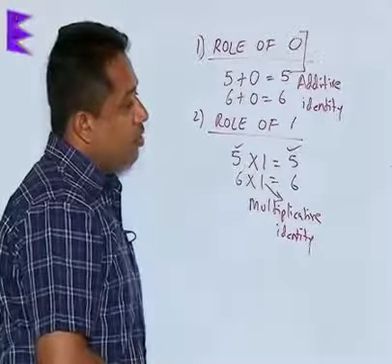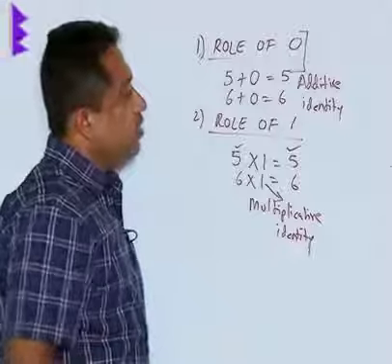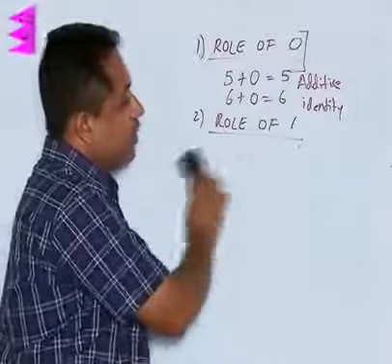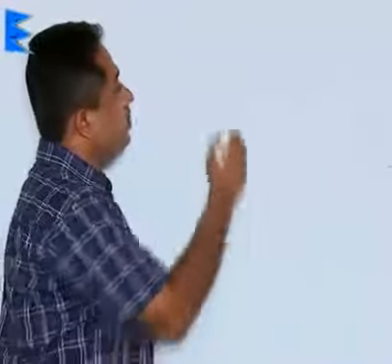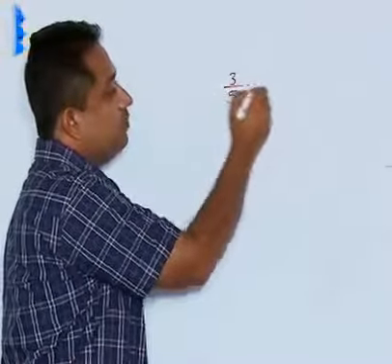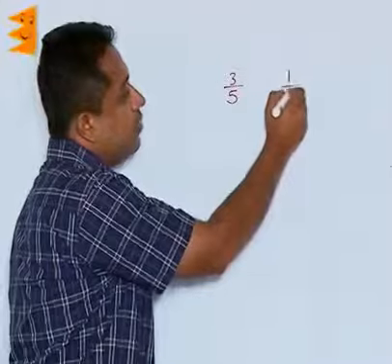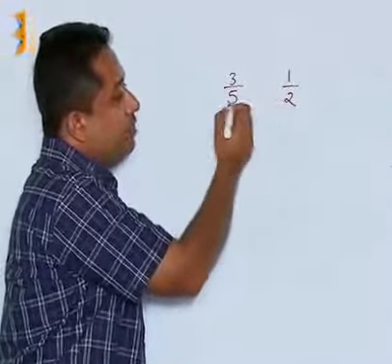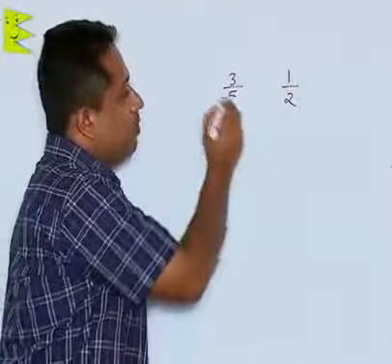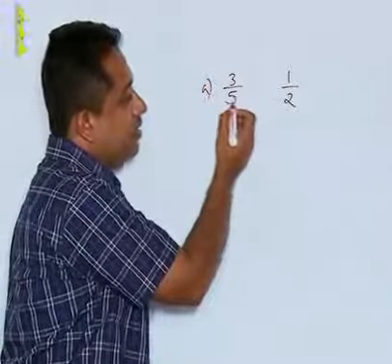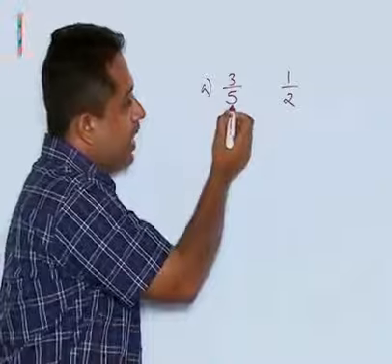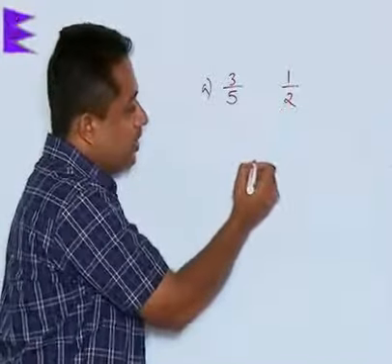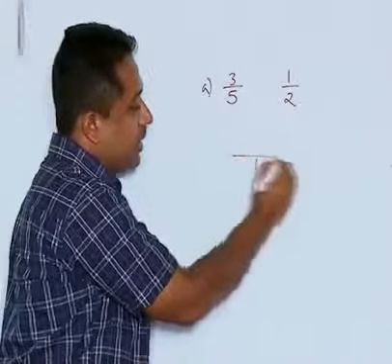Next we are going to study how to find numbers between two rational numbers. Let's say we have the number 3 by 5 and another number 1 by 2, and we have to find a number between them. The best way is to first make the denominators the same. The denominator at the moment is 5 here and 2 here. The LCM of 5 and 2 is 10.